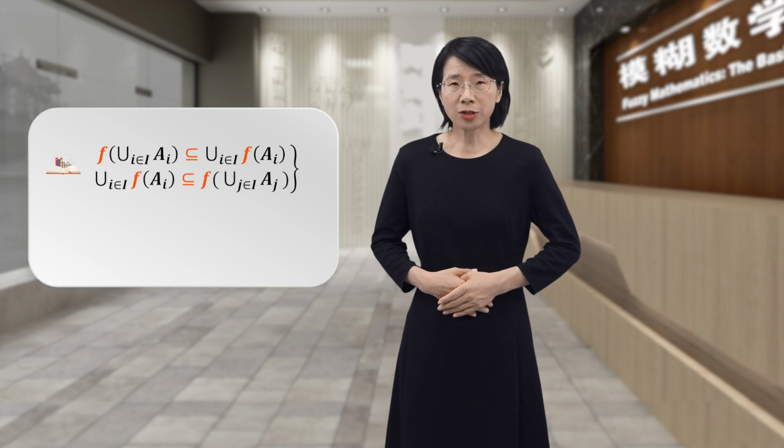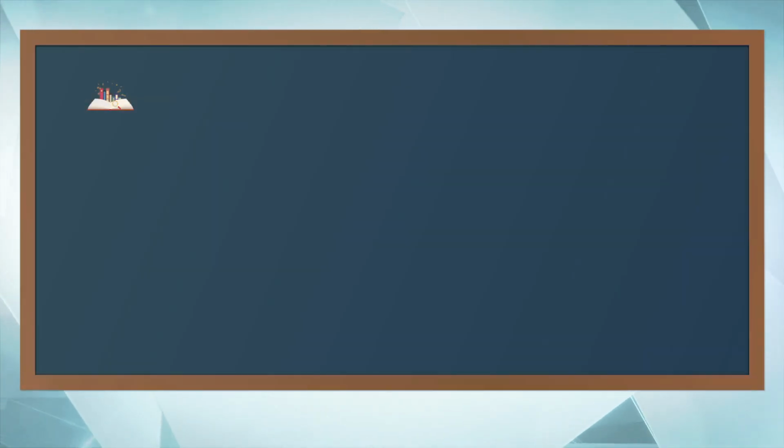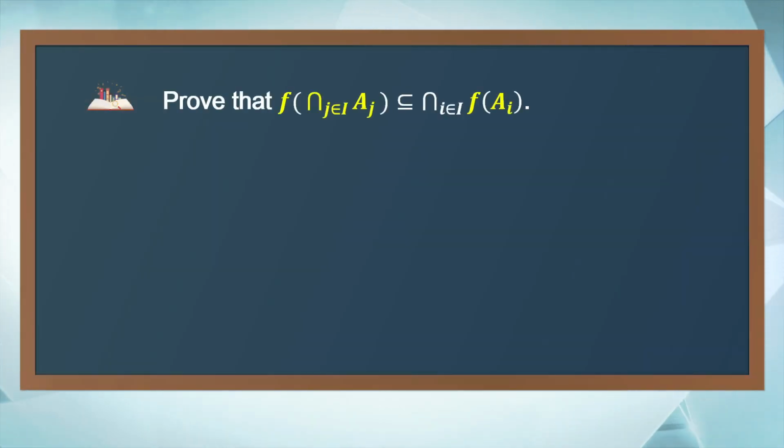And the union of the images is a subset of the image of the union. So the image of the union equals the union of the images. Next, we will prove that the image of the intersection is a subset of the intersection of the images.